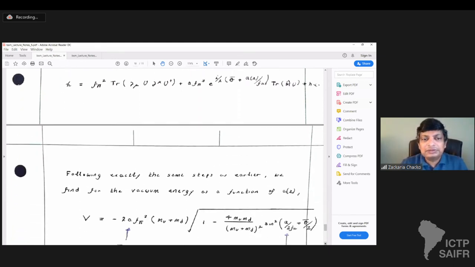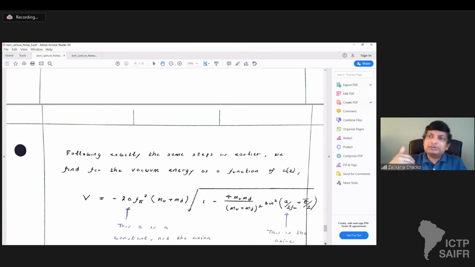And now we can once again go through exactly the same calculation we did before. We can go line by line through the same calculation, and we can find the vacuum energy of the theory as a function of this field A of X.